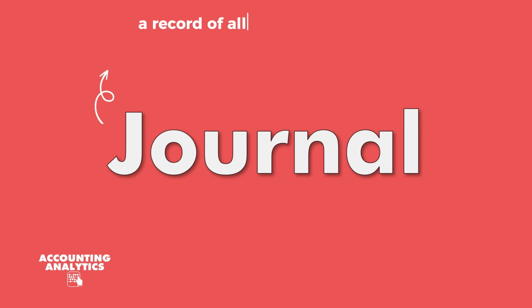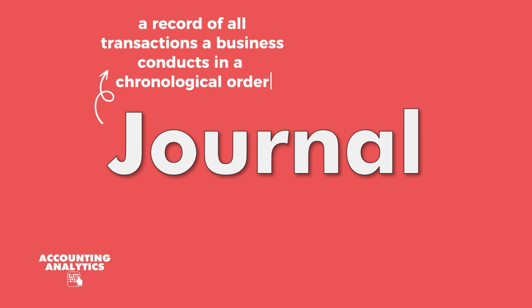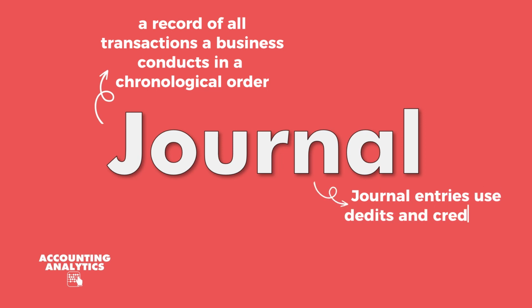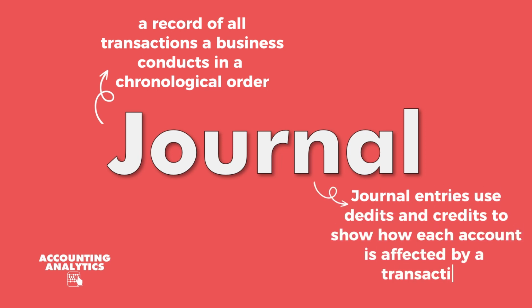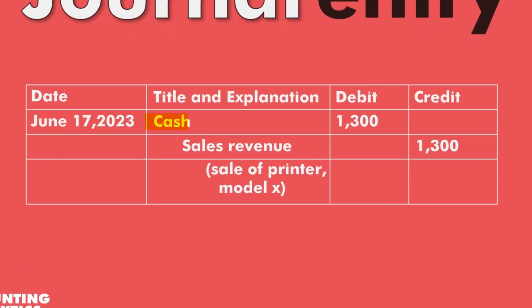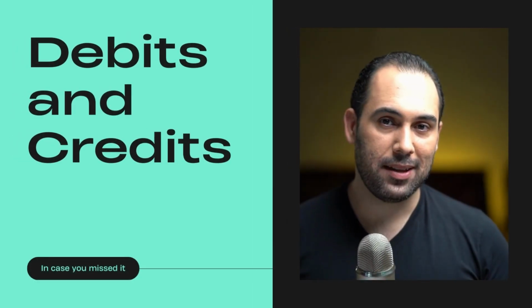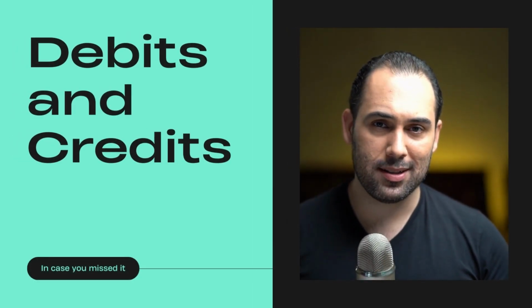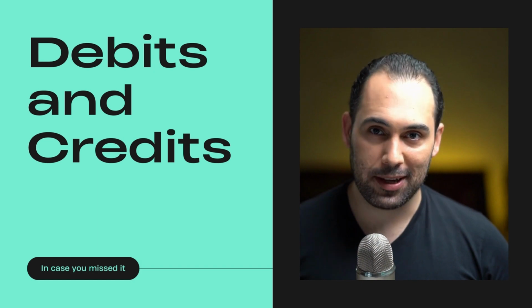The journal is a record of all transactions a business conducts in a chronological order. Journal entries use debits and credits to show how each account is affected by a transaction. The process of entering transaction data in the journal is known as journalizing, and a journal entry looks something like this. It shows the date, the debit account title and the amount, the credit account title and its amount, and an explanation for the transaction. By the way guys, I have made a full video on debits and credits with nice visualizations that will help you to grasp this topic. So make sure to check it out.